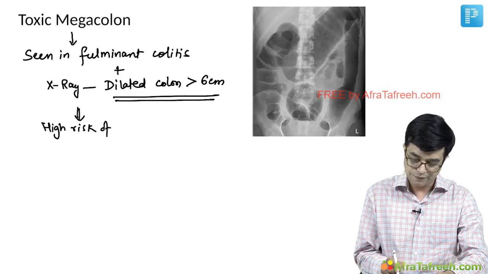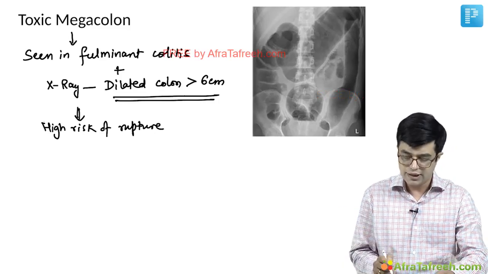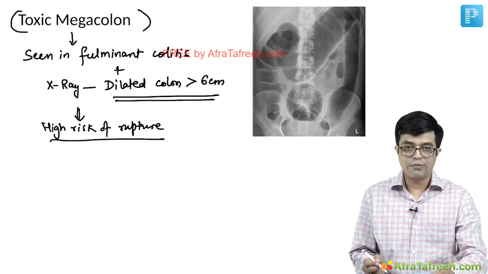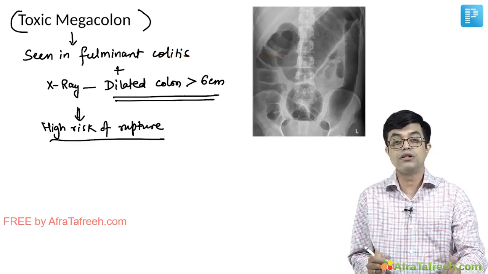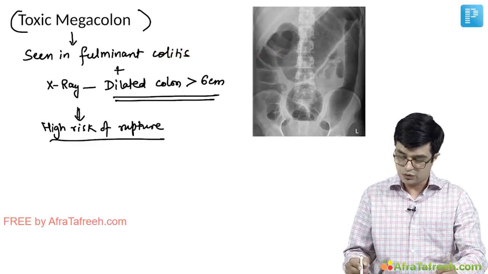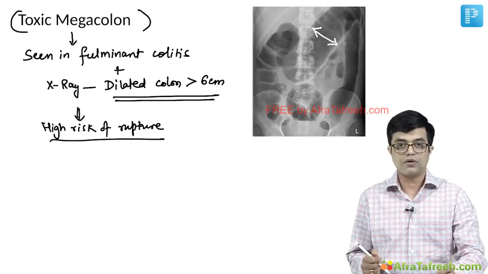of rupture. So signs of systemic toxicity like fever, shock, etc. will be there. There is a high risk of rupture. Toxic megacolon is a frequent complication which requires close observation. Many cases you will need to do surgery also in these patients. So this is an X-ray finding which is showing a massively dilated colon. This is a toxic megacolon picture.